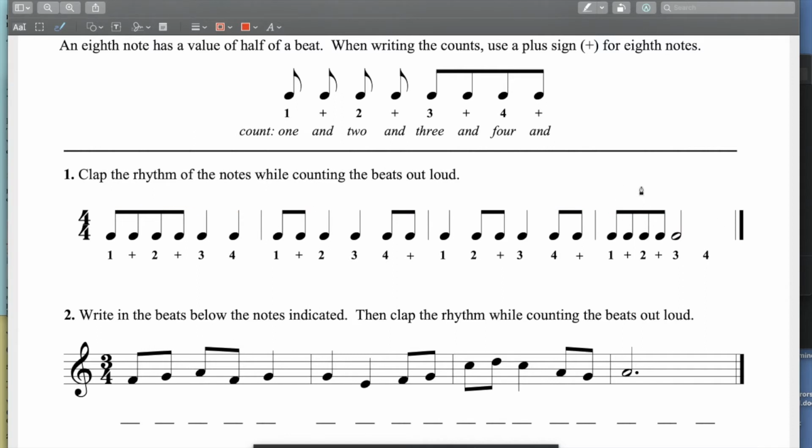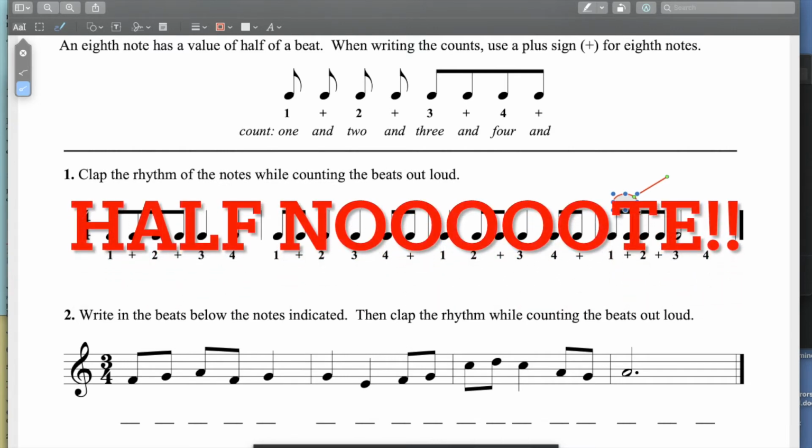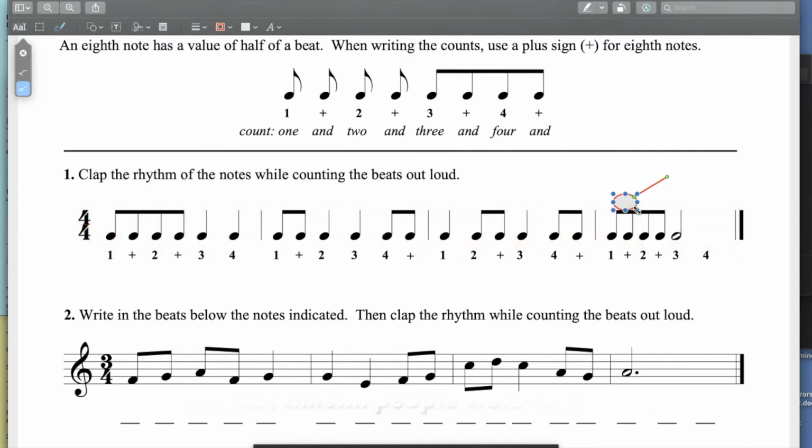This last measure, these eighth notes right here, they are still the same kind of eighth notes as before. They're just connected in groups of 4. And the half rest is going to be 3, 4 connected.